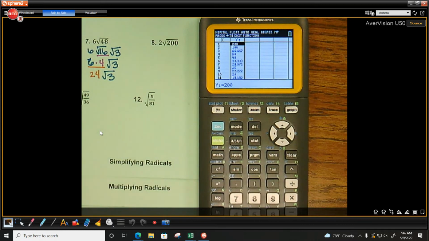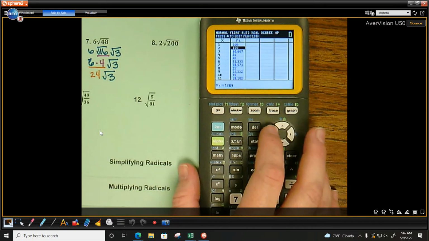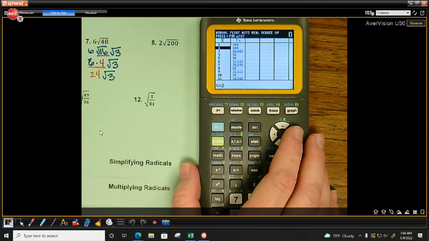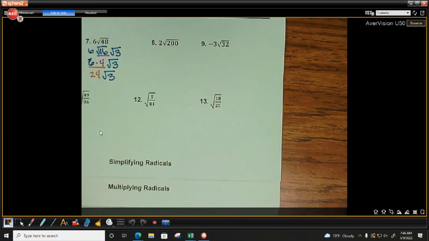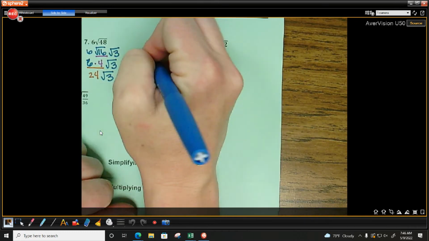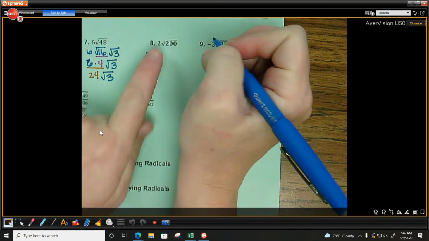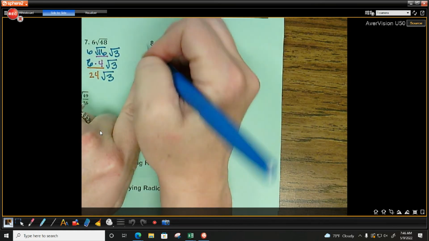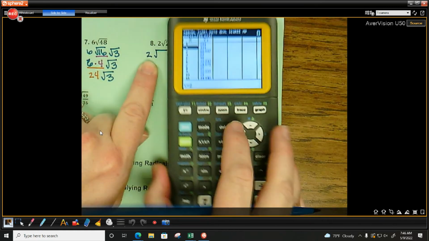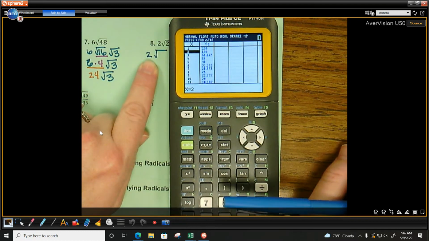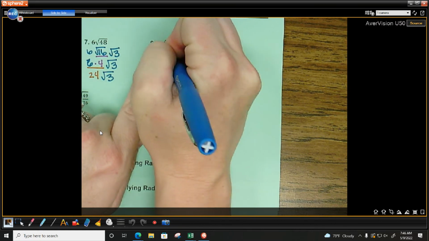Is 200 on my perfect square list? 2 or 100? Yes, 100 is on my perfect square list. And what is 100 paired with? 2, and 2 is a prime number, so I know that that's going to be the biggest perfect square. So I drop my 2 down. Out of 2 and 100, which one should I put first? 100, because 100 is your perfect square. Good job. And then 2.